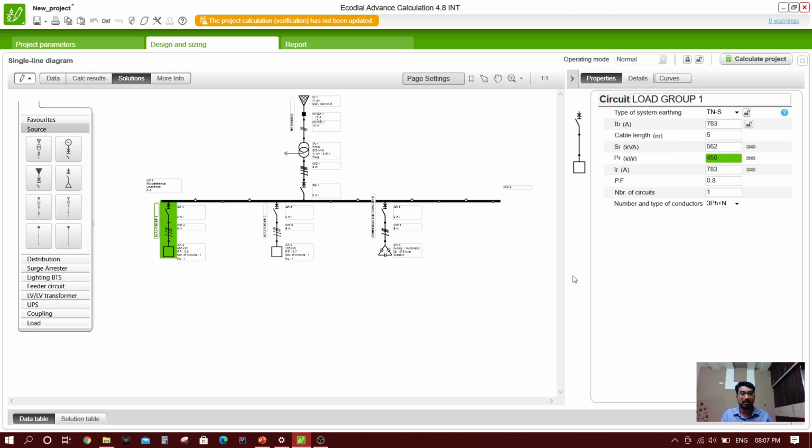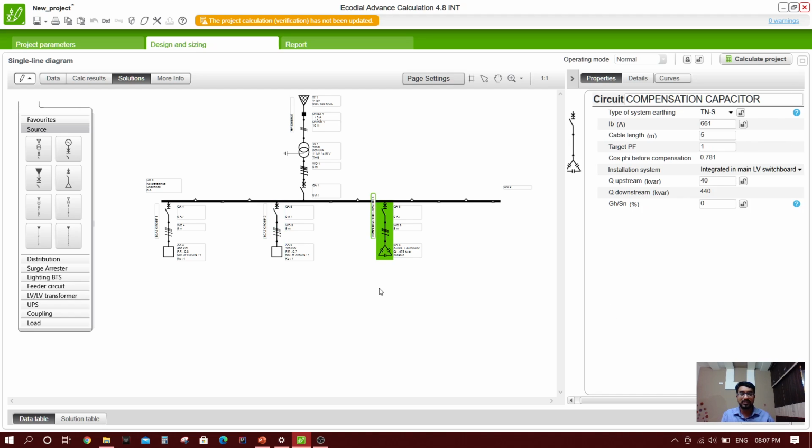Load group 1 which is having a load of 450 kilowatt and operating at 0.8 power factor. Load group 2 having a total load of 100 kilowatt and operating at 0.7 power factor. This is the capacitor bank. The target power factor is 1 and this capacitor bank is integrated with the main switchboard.